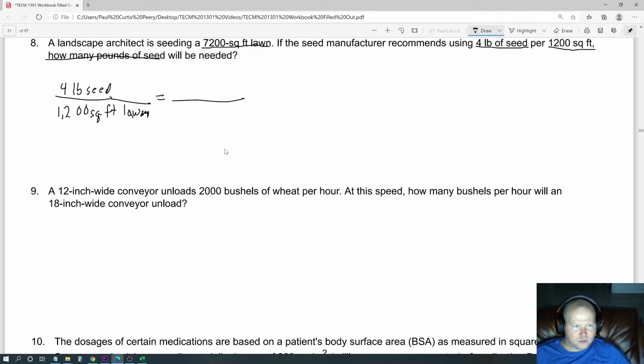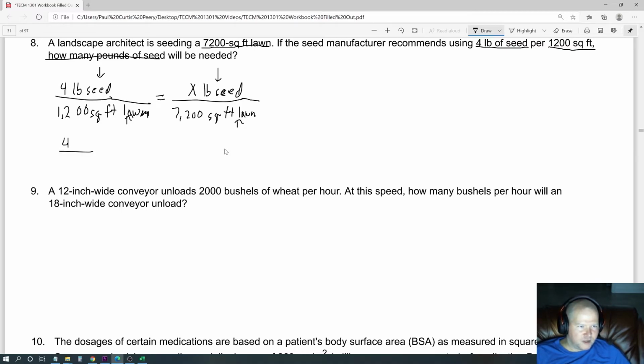Well, since I put the 1,200 square feet on the bottom, I'm going to put the 7,200 square feet on the bottom. And you can even label it long, though you don't really have to do that. The question is, how many pounds of seed do they need? X pounds of seed. Again, I'm just labeling everything to make sure it's obvious how everything matches. So I put seed on the top, lawn on the bottom. Okay, fair enough.